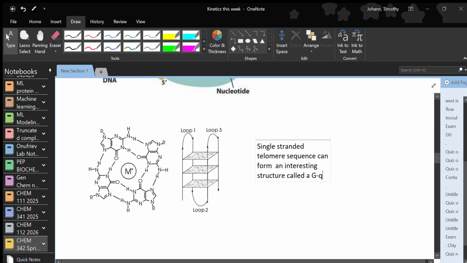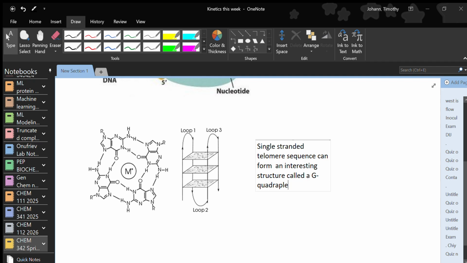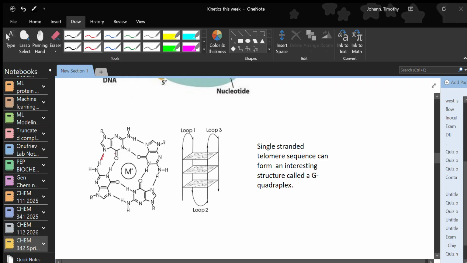That's a G quadruplex. And this is what happens. You get 4 G's that are hydrogen bonding with each other. So let me take this picture and highlight. These are hydrogen bonds. They are not covalent bonds, even though they're drawn the same as all the other bonds.